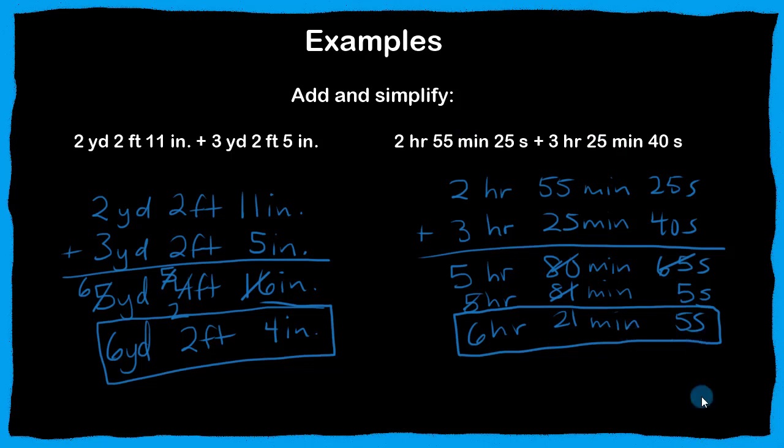So to recap, the two keys are line up your problems vertically and make sure your units are lined up with like units. The second thing is to regroup. If you have enough of one unit to trade for the larger unit, go ahead and do that and get down to where it's a simplified answer.